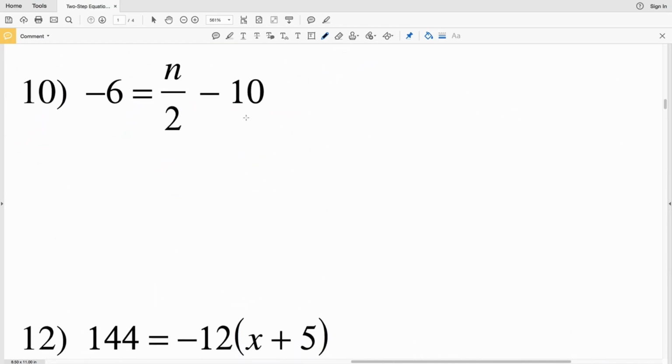Number 10, negative 6 equals n divided by 2 minus 10. We're going to start by adding 10 to both sides.